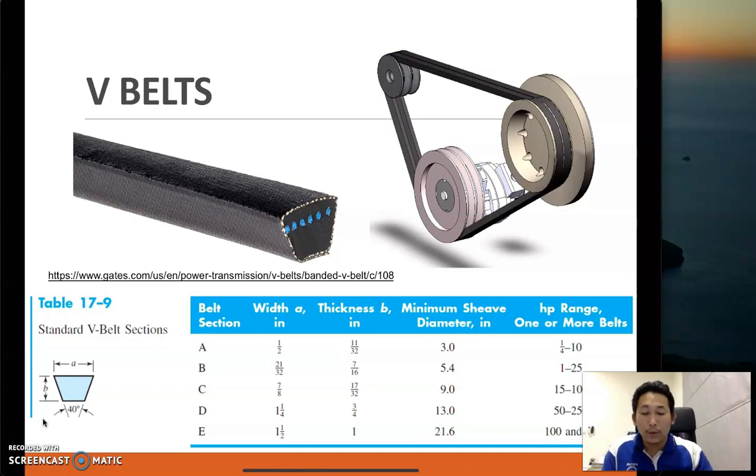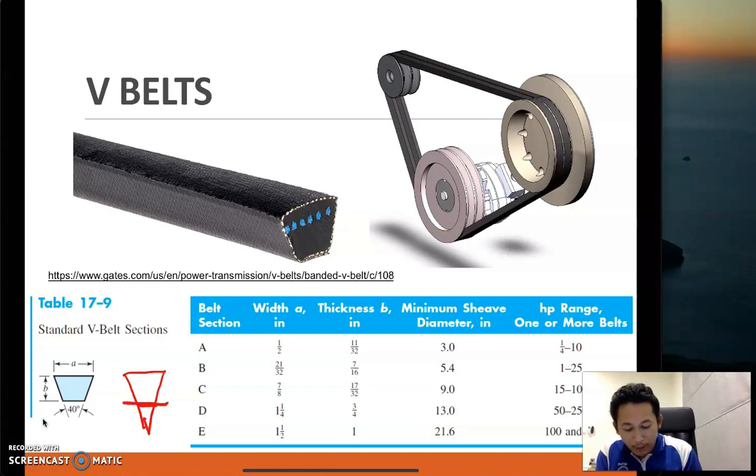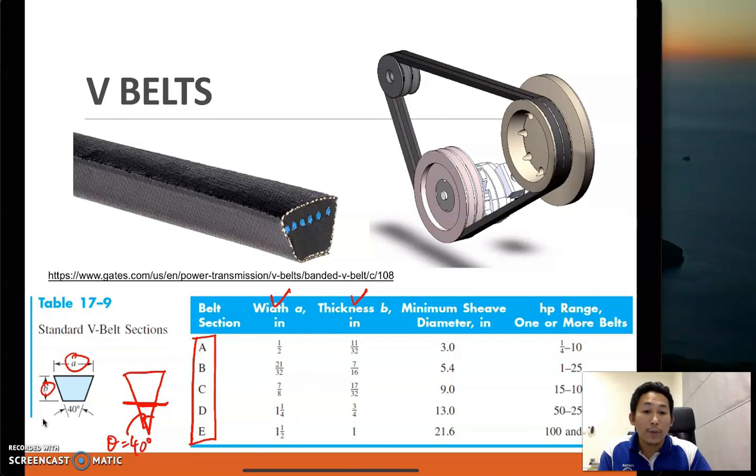Now we go for V belts, the standard V belts. From this figure, this is kind of like a V, cut here. The theta is 40 degrees. So we have A and B, where this is the width and this is the thickness of the belt. So we have here the width and the thickness of our belt, and this is the name, or we call it the section of a V belt.